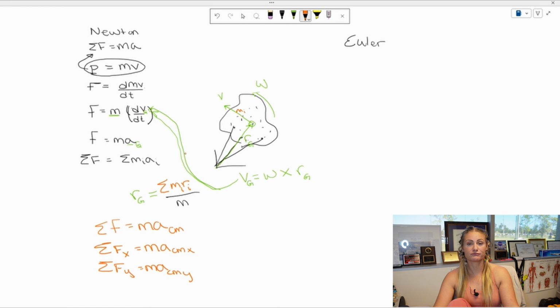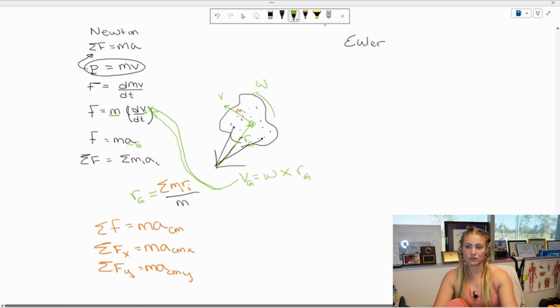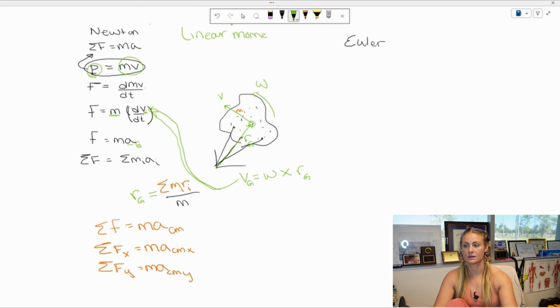Okay, so that's your first equation of motion. This equation of motion also has an angular version. So Newton termed linear momentum with p. So just for notes, I can say that my linear momentum is p equals mv. And Euler said, well, we can do the same thing with angular. I'm going to call it h, because why not, is equal to I omega.